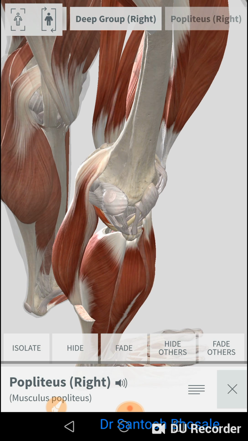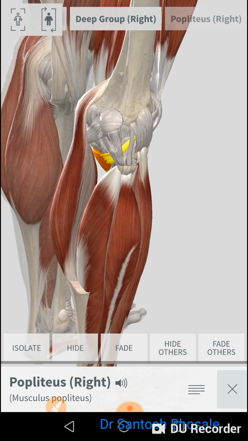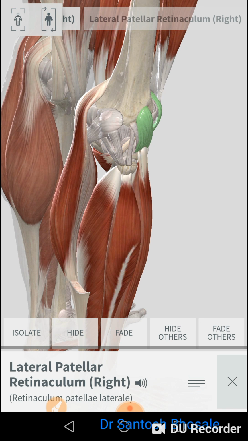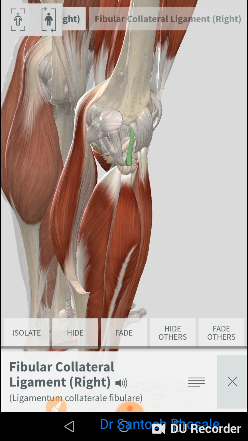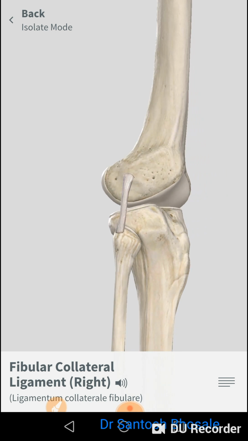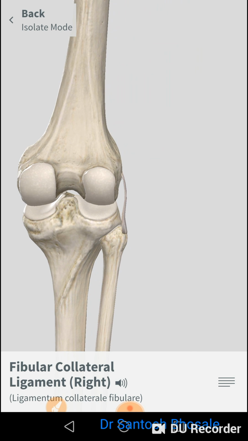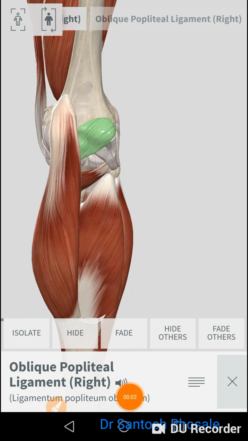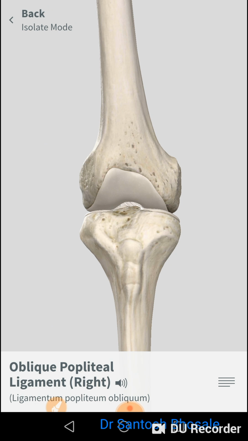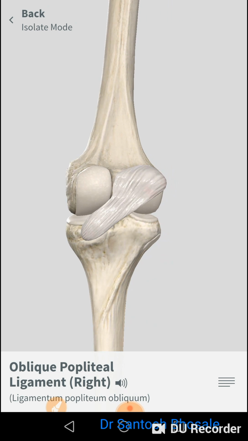And here you can see the fibular collateral ligament attached to the lateral condyle. It is nothing but a degenerated tendon of the peroneus longus muscle. And one more thing, you can see this is the oblique popliteal ligament attached to the posterior part of the lateral condyle of the lower end of the femur.